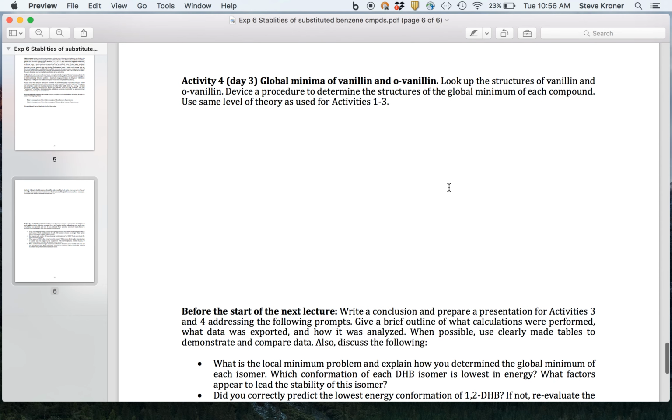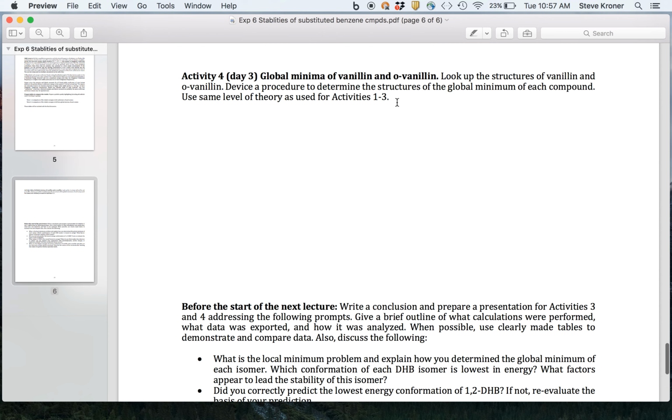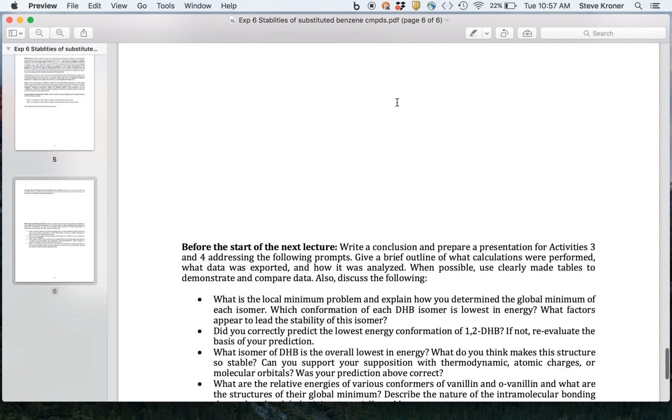And then the last day of the experiment is looking at vanillin versus ortho-vanillin. So look up those structures. I think you'll see that they have a hydroxy group, a methoxy group, and an aldehyde group. And so then you have the case of actually having several different conformations that are going to be possible for these isomers. So just consider your in plane versus out of plane for your three groups and go from there into thinking about how many different conformations you have. I think you're going to find that you have somewhere between 6 to 9 different conformations.